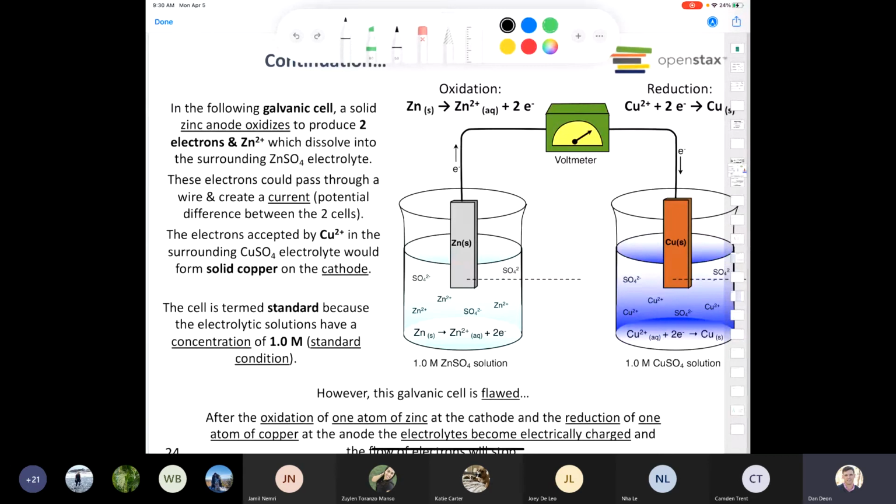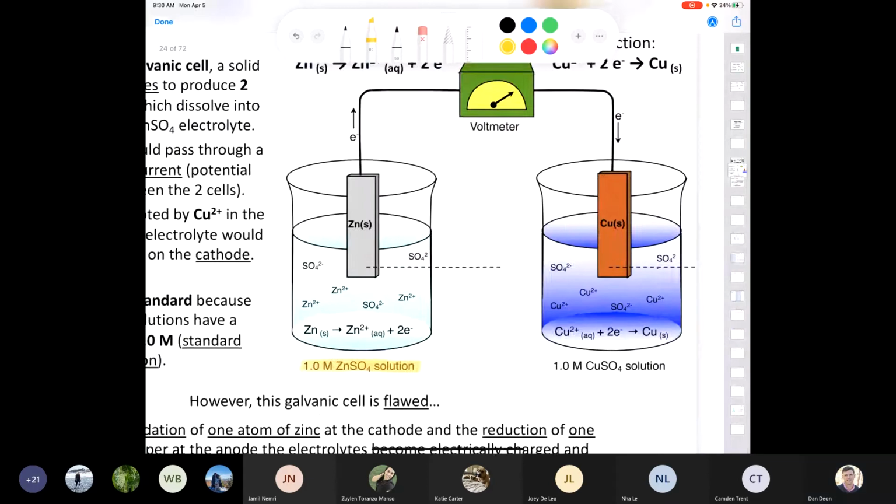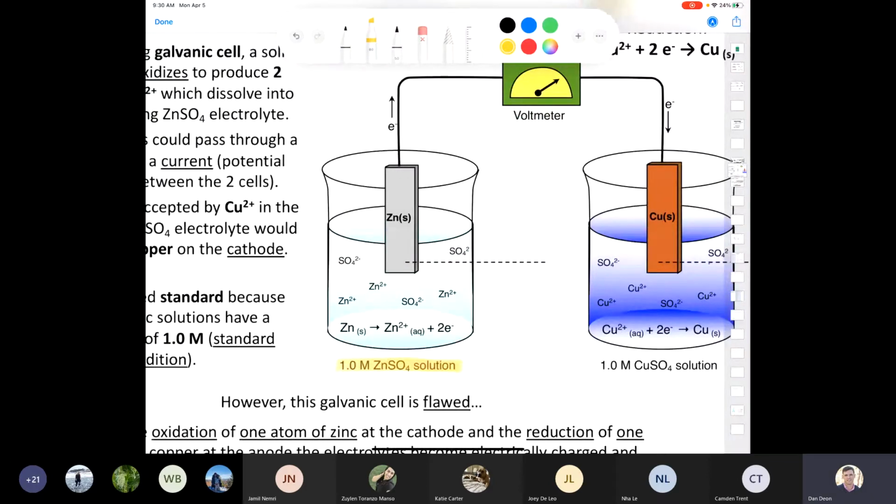If I was to take a zinc bar, here I just have some pure zinc, and I put it in a solution of zinc 2 sulfate, and the concentration of that solution just happens to be a 1 molar solution. Well, we know that there's going to be a spontaneous reaction between zinc and copper 2+ ions, don't we? We know that from the last slide. Well, if I take a copper bar and I submerge it in a solution of copper 2 sulfate with a concentration of 1 molar, what's going to happen is that the solid zinc is going to be oxidized. It's going to lose electrons.